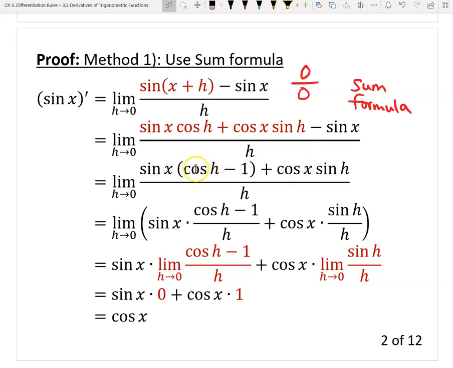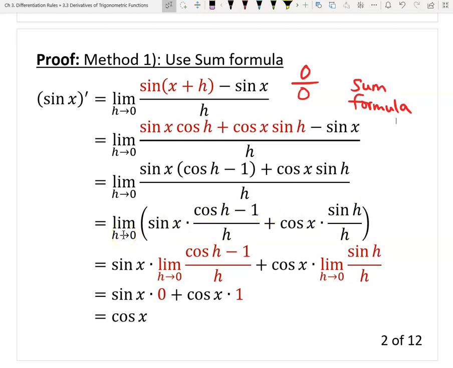Because we can now separate it into two fractions. This is a big fraction, and we can separate it into two fractions. The first fraction is sine x times this fraction. The second, of course, is cosine x times this fraction. So now what do we have? We have two terms added together to find the limit.